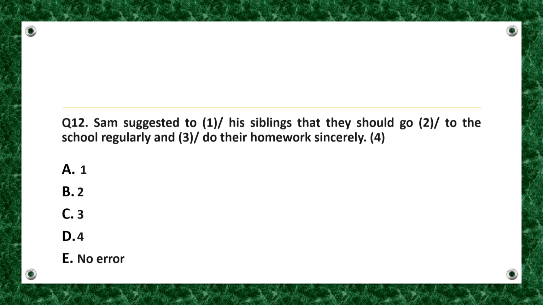Articles are omitted before school, college, university, church, hospital, prison and so on when these places are used for their primary purpose. So, in the above sentence, article the should not be used before school, since here school is mentioned in relation to its primary motive. Hence, the correct option is option C. So, the correct sentence should be, Sam suggested to his siblings that they should go to school regularly and do their homework sincerely.